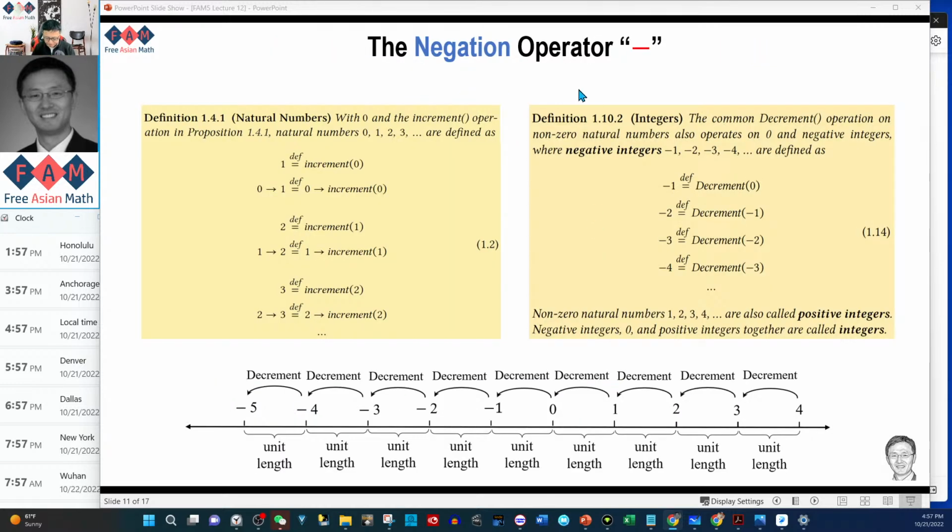Now, let's talk about this negation operator. Let's pause for a second.